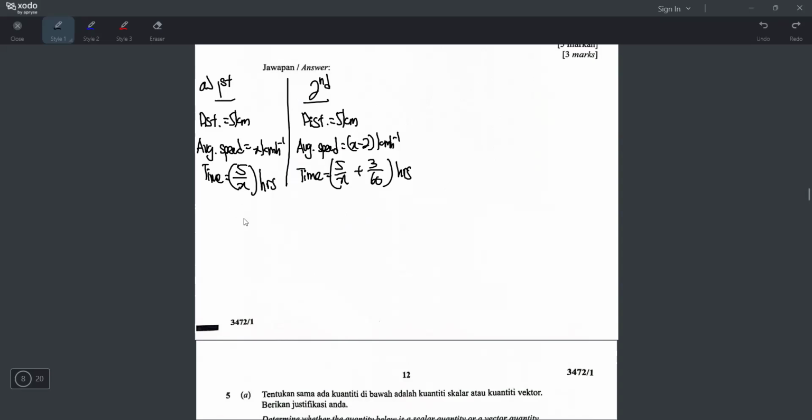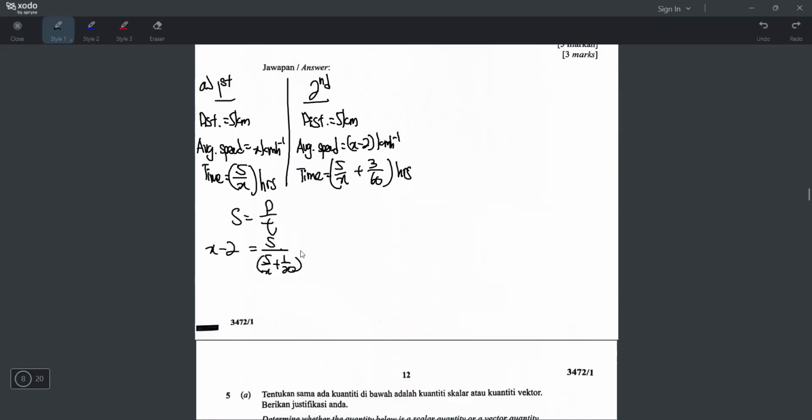So the formula we use is this formula, speed equals distance over time. And the speed is x minus 2 for the second session. And then the distance is 5 kilometers. And then the time is 5 over x plus 3 over 60. You can simplify, it becomes 1 over 20, like this. And if you keep solving this, you will get x, right?